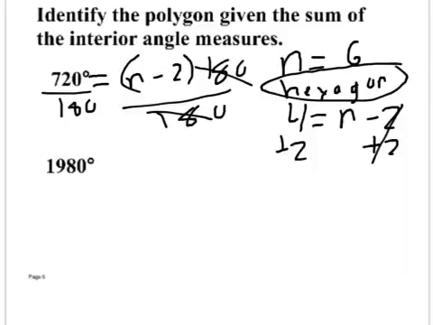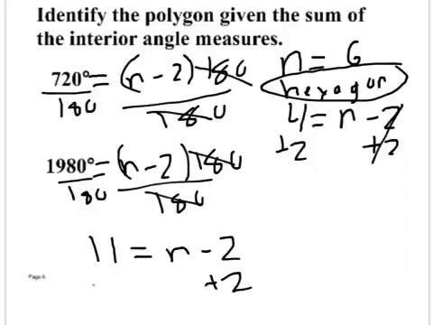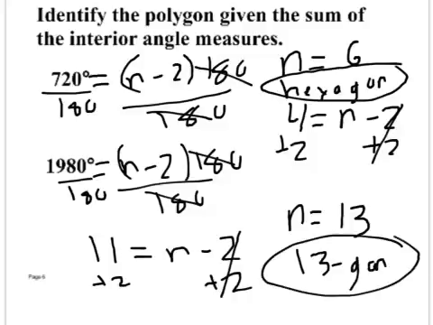All right, let's do 1980 degrees equals n minus 2 times 180. What do I do first? We divide by 180 on both sides. 1980 divided by 180 is 11. What do I do now? Add 2 to both sides. What is 11 plus 2? 13. Do we know the common name for a 13-sided polygon? No, so I'm just going to call it a 13-gon. Easy enough.